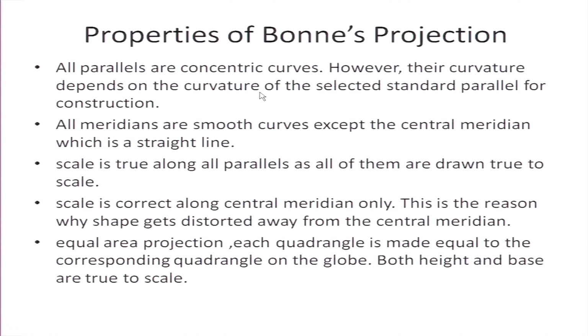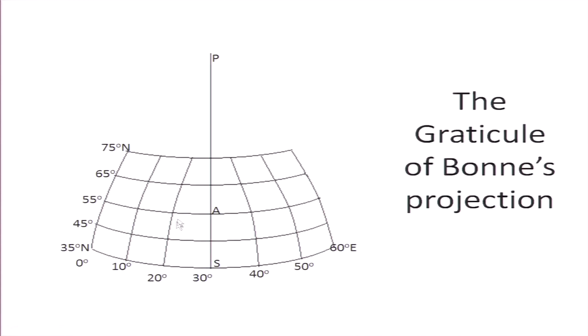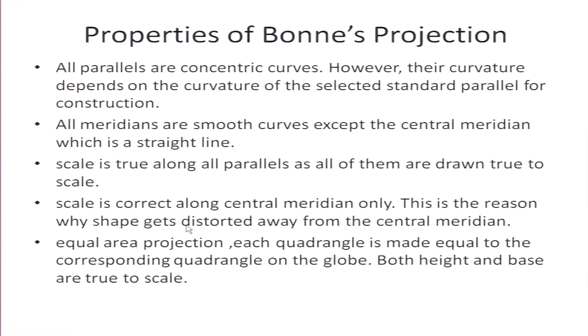Now coming on to properties of this projection, all the parallels are concentric curves. However, their curvature depends on the selected standard parallel. All the meridians are drawn as smooth curves. The scale is true along all the parallels, and all of them are drawn true to scale. Scale is also correct along the central meridian, but away from the central meridian there is distortion, and this is also an equal area projection, like each quadrangle on the map represents an equal area on the globe.